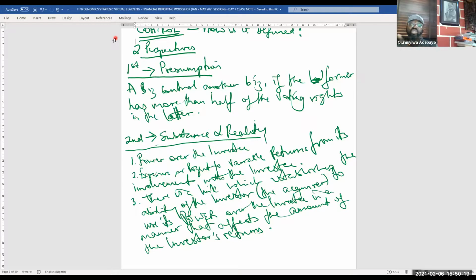And thirdly, is there a nexus or a connection between the fact that your power is what is being used and directed towards ensuring you derive maximum benefit from the investee? If this is the situation, it is more than evident that you have control.